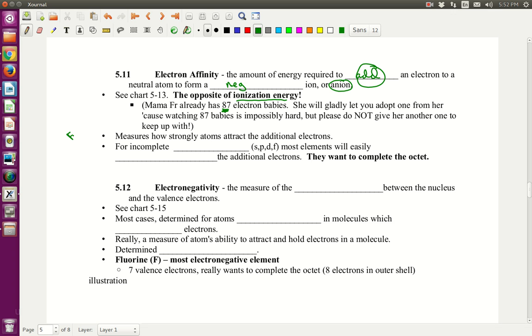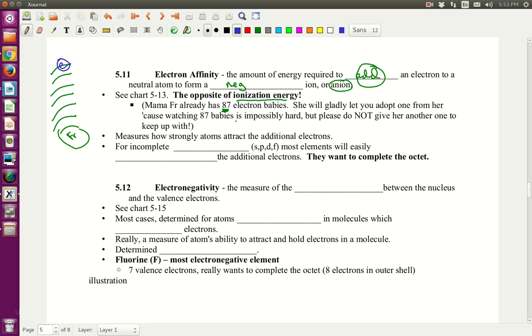Here's Francium, Mama Francium. 7 energy levels. 1, 2, 3, 4, 5, 6, and 7. Make sure these are really circles that go all the way around. Inside all these circles are 87 electrons. And she only has one more electron right here. Okay, that's the valence one, right? It's far away from Mama, so it's easy to take it.